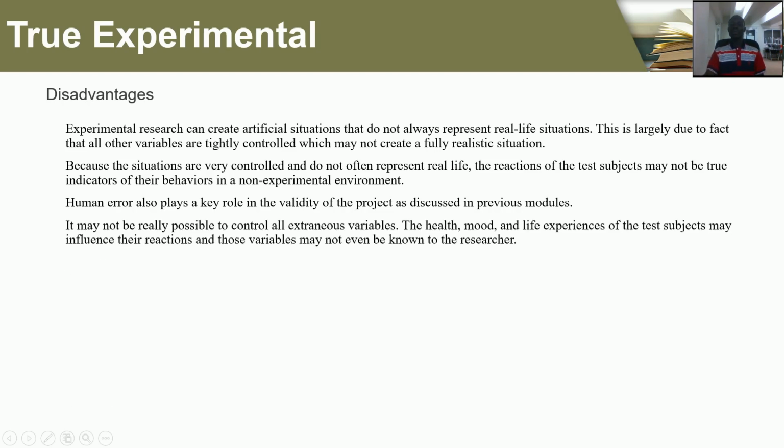It may not be really possible to control all the extraneous variables, such as the health, mood, and life experience of the test subject. For instance, if you are to study human beings, you can't control every variable or the extraneous variables. Some you can control, some you cannot control, and those that we cannot control can affect the outcome of the study.